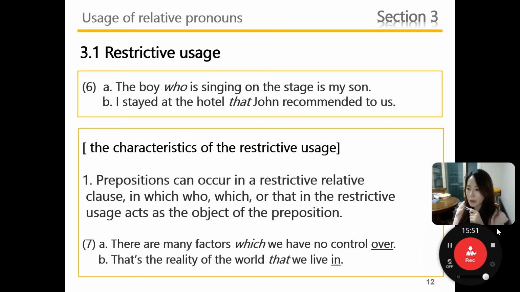And then to look at the characteristics of the restrictive usage, let us consider the following examples. Prepositions can occur in a restrictive relative clause in which who, which, or that in the restrictive usage acts as the object of the preposition.